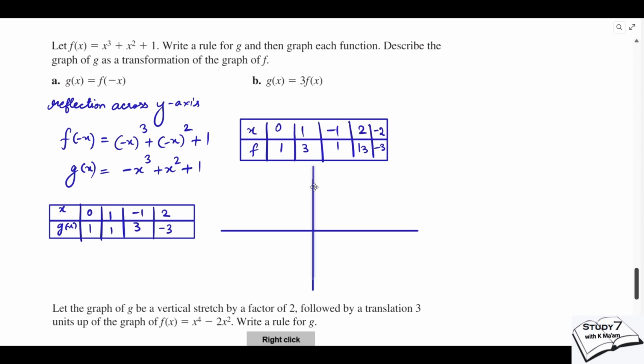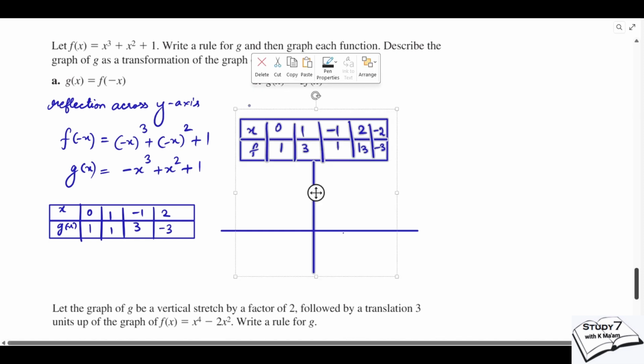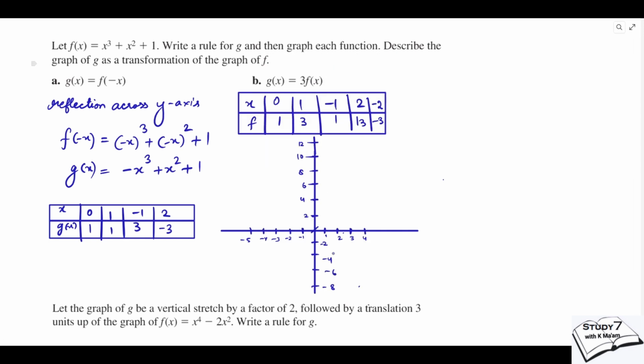Here, I'm taking a difference of 2. If I try to draw it, at 0 it is 1, at 1 it is 3, at negative 1 it is 1, at 2 it's 13, at minus 2 it's minus 3. Now try to connect them. It's like this.